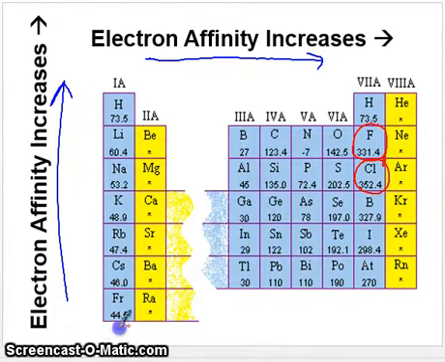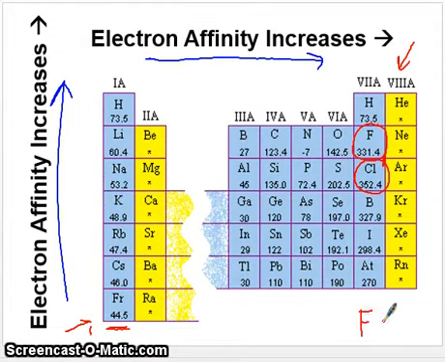And then the lowest ones are down here. So you can think of the upper right-hand corner of the periodic table as having the highest desire for electrons. The lower left has the least desire for electrons. Now we know that metals like to give up electrons. That's why metals have a low electron affinity. Non-metals like to gain electrons.